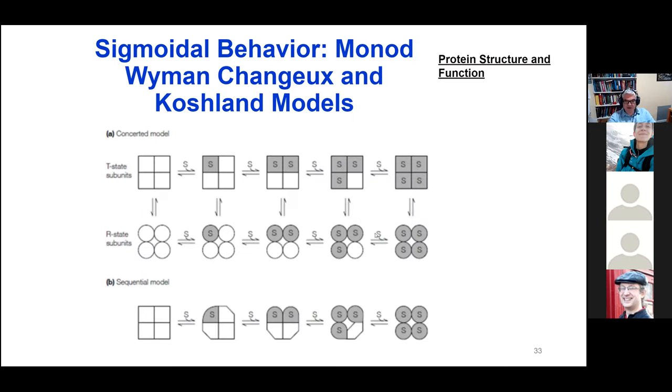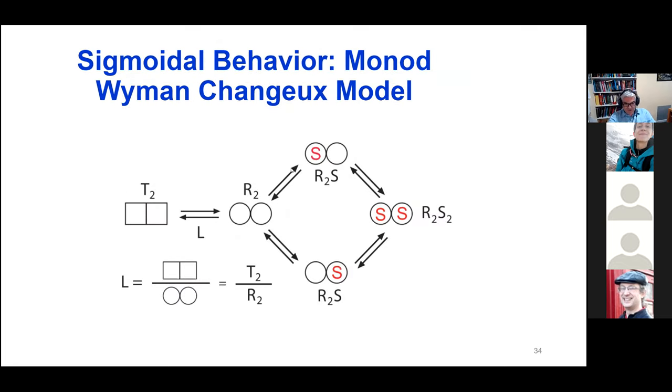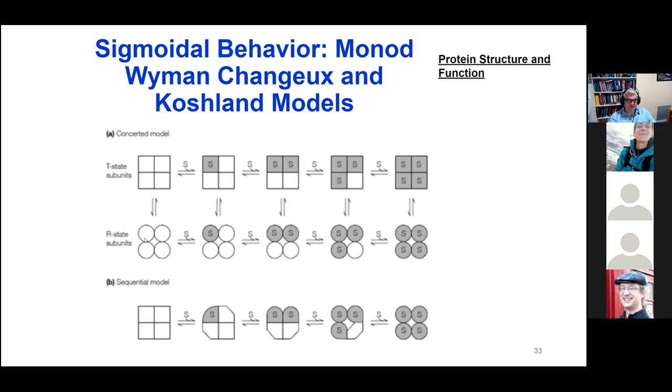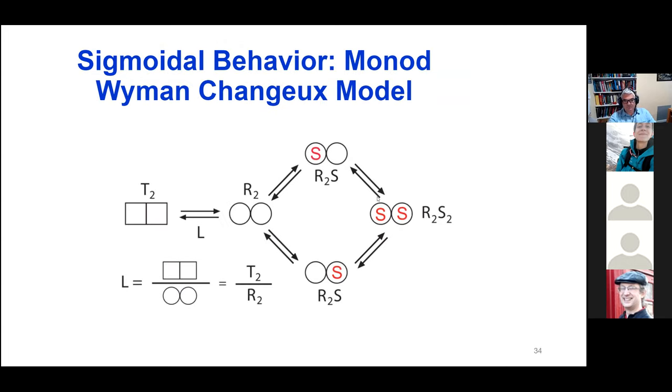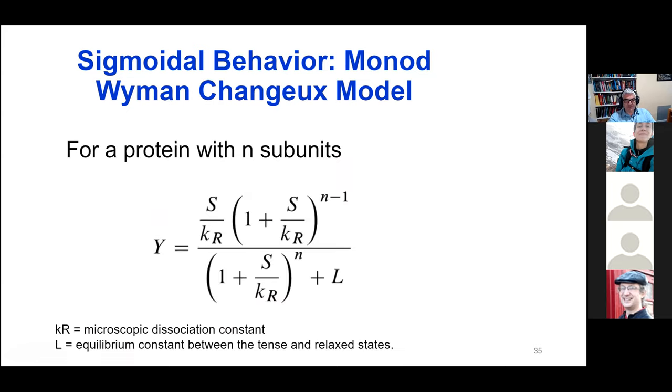This is a fairly elaborate version. This is a much simpler version, just a dimer. And the relaxed state. The relaxed state binds substrate, but the tense state doesn't. And you can go, as I said, you can work the algebra out for all these, and you end up with equations that look like that. This is a generalized one for a protein that has N subunits. This is N here. And this will give you sigmoid behavior.